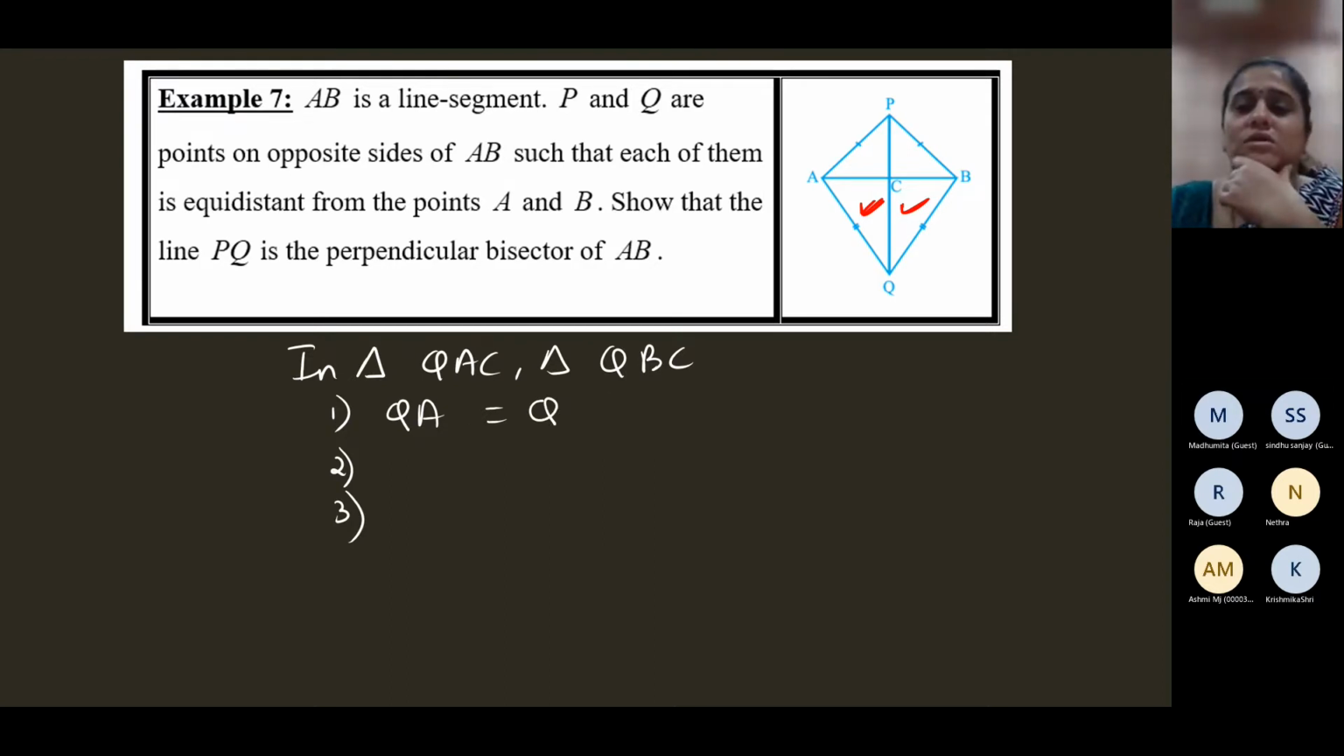No. QA is a side of QAC. Now you have to say a side of QBC. Sorry, ma'am. QA is equal to QC. QB. No, say one answer. QA is equal to? QC. No, you're not sure about it.